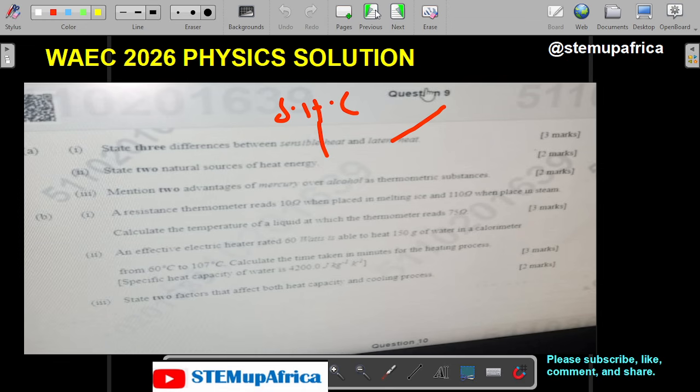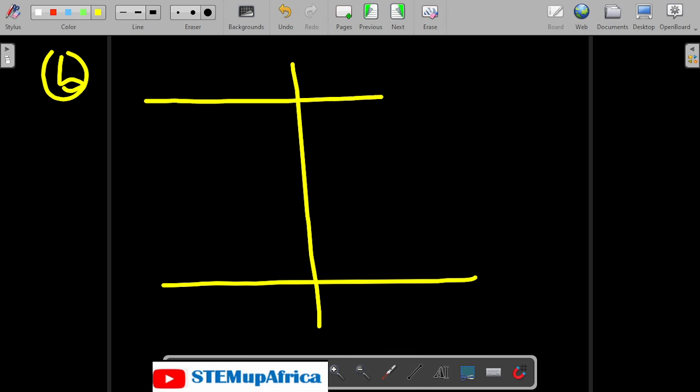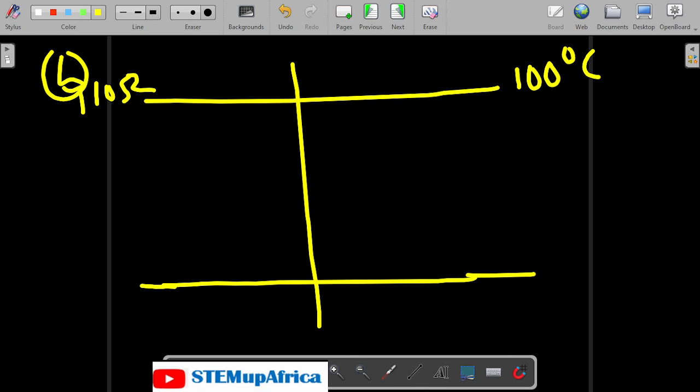Let's see question B. A resistance thermometer reads 10 ohms when placed at ice and 110 ohms when placed at steam. So 10 ohms at ice, and 110 ohms at steam, which is 100 degrees Celsius. The ice has a temperature of 0.